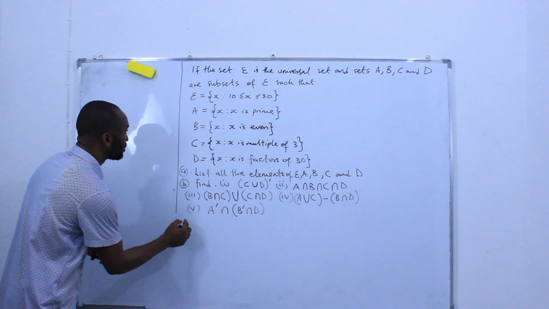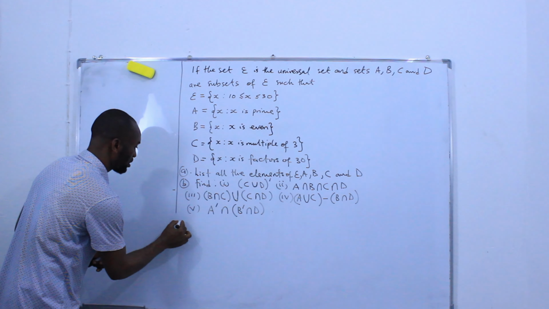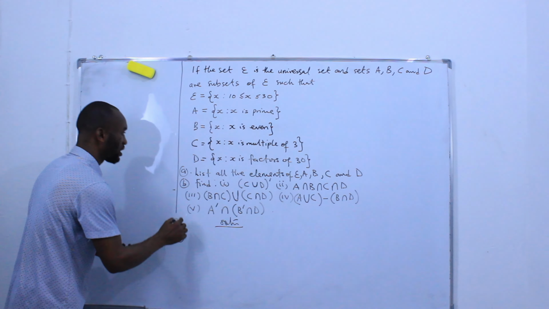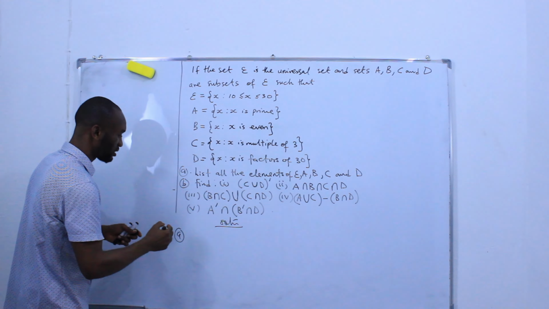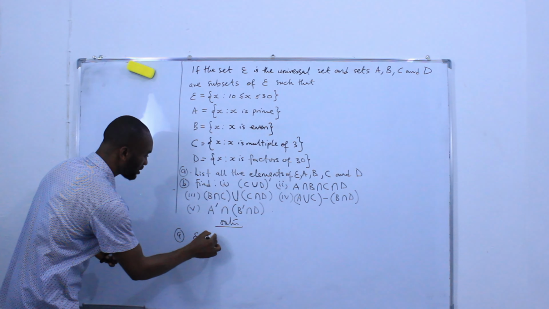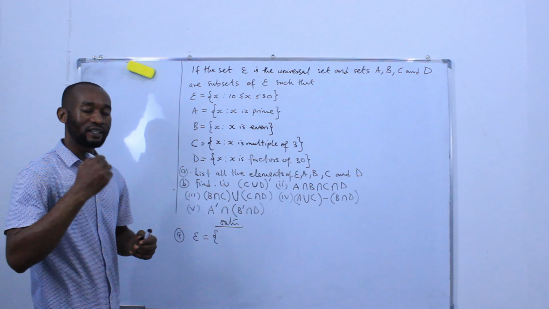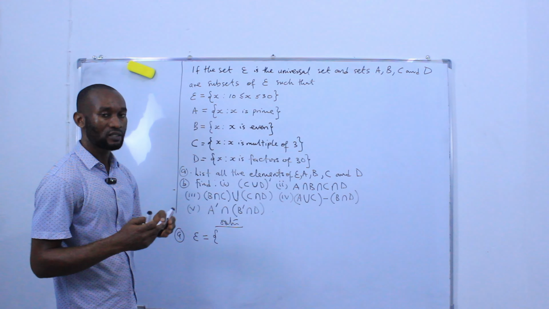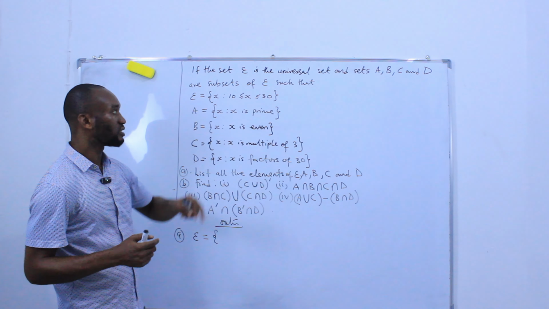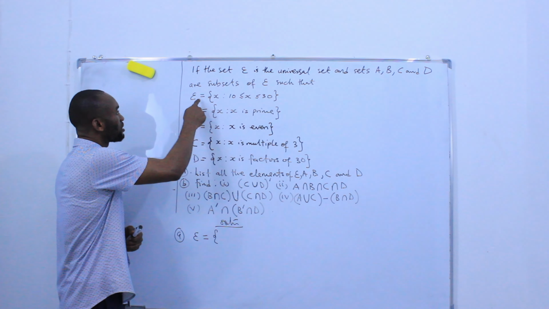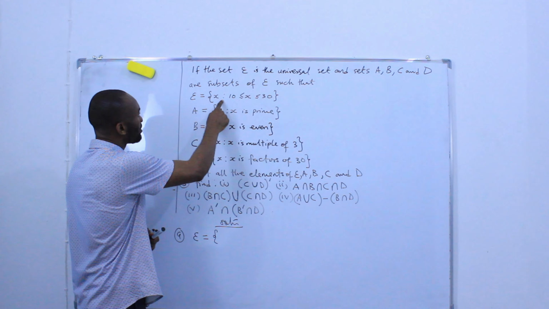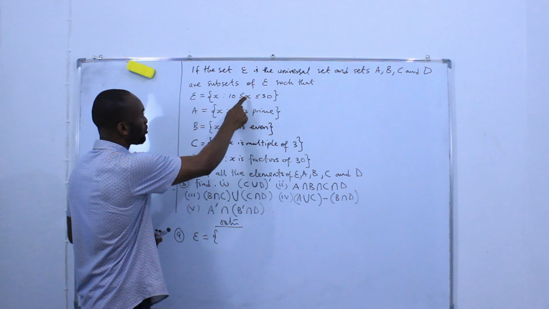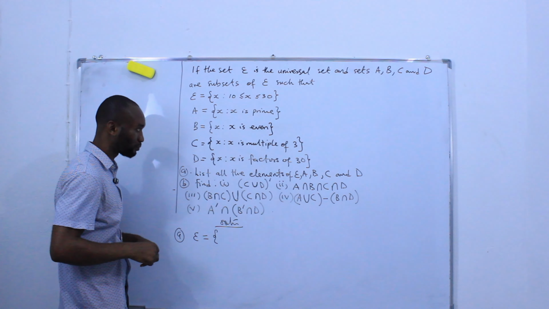First of all, the first one says list all the elements of E, A, B, C, and D. Now, this set came in form of what is called a set builder. In set builders, we use inequalities to represent the elements of the set. The set E is equal to X such that 10 is less than or equal to X is less than or equal to 30.